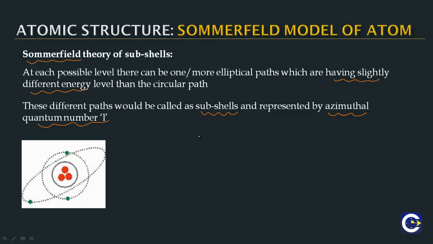So Sommerfeld theory gave an explanation as to why, when the electron is jumping from one level to another level, there could be many spectral lines with a little bit of difference in terms of the wavelength. It is because the energy gap between a circular path and an elliptical orbit in the same energy level has a very minor difference in terms of the energy, and that is the reason why we are able to observe so many closely spaced lines in the spectrum.